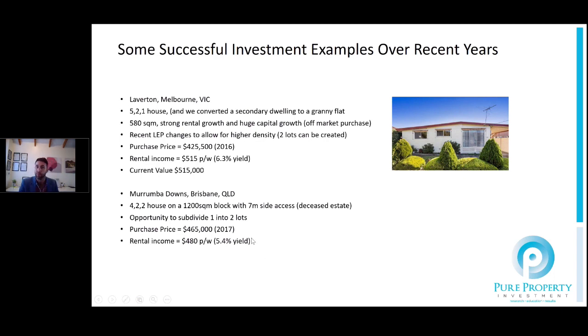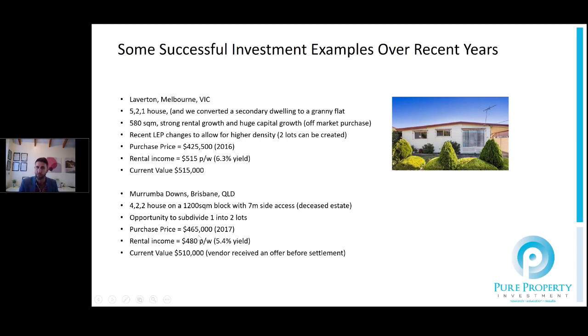Apologies. In Brisbane, actually, this was more of a North Brisbane purchase, Marumba Downs. This was a relatively sound house, but this particular client was looking for something they could potentially add value to down the track. So this was a 1,200 square metre block with a side access. It was actually a deceased estate, again an off-market purchase, but there's an opportunity with this property to subdivide one into two lots, keep the existing house and create a new 600 square metre lot straight behind that property.